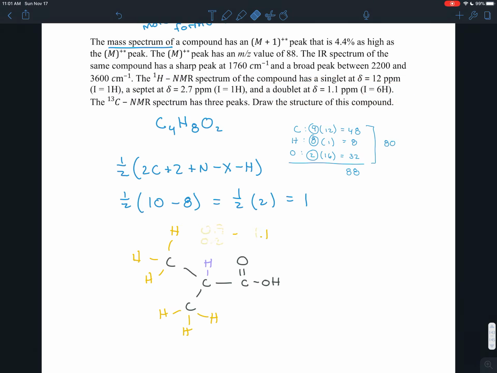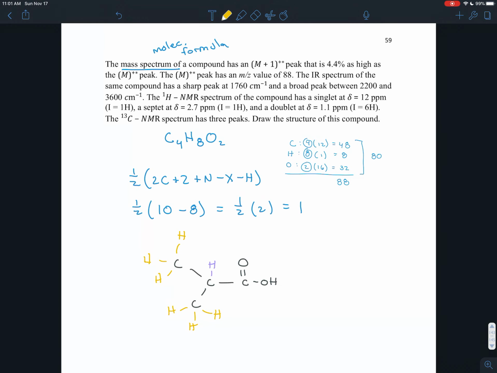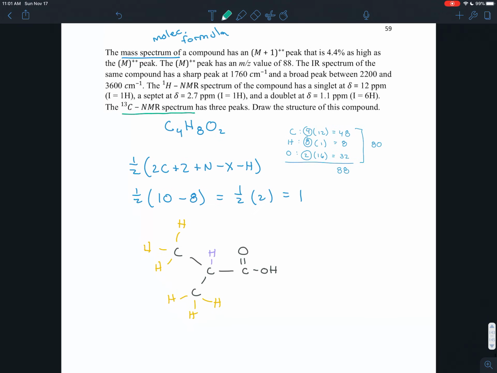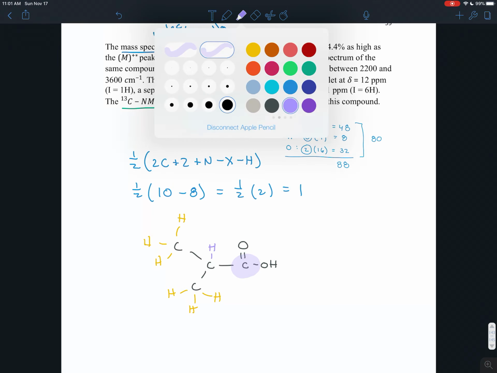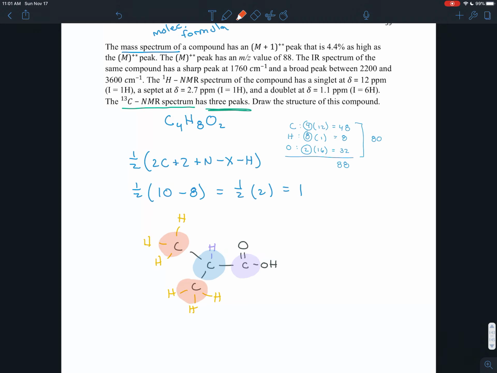Last, we can confirm this structure one last time with the carbon-13 NMR spectrum. That tells us how many carbons we have in different electronic environments. They're telling us we have 3, and we do. We have one in the carboxylic acid. We have a second one right next to the carboxylic acid, and if you notice, these 2 methyl groups are in the same electronic environment. There is symmetry here. They're both 1 atom away from this methine carbon. They're both 2 atoms away from the carboxylic acid. So they're in the same electronic environment, so that's only 1 peak. So you get 3 peaks there, and that confirms our structure.